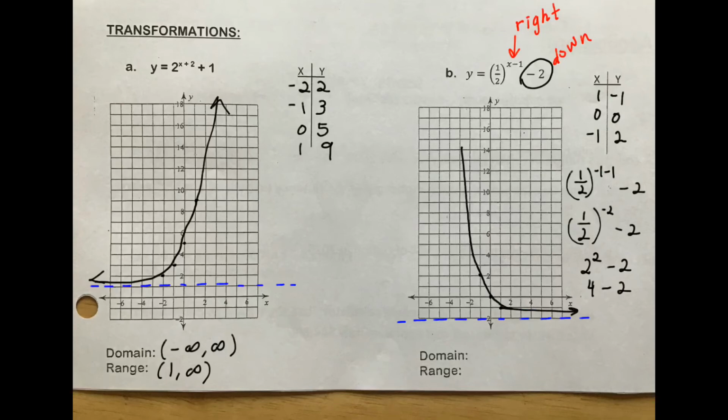Use your T-chart. You will get the same values. Again, domain, negative infinity to positive infinity. Range, negative 2 to infinity. So now let's take a look at some more transformations, and then you can graph some on your own.